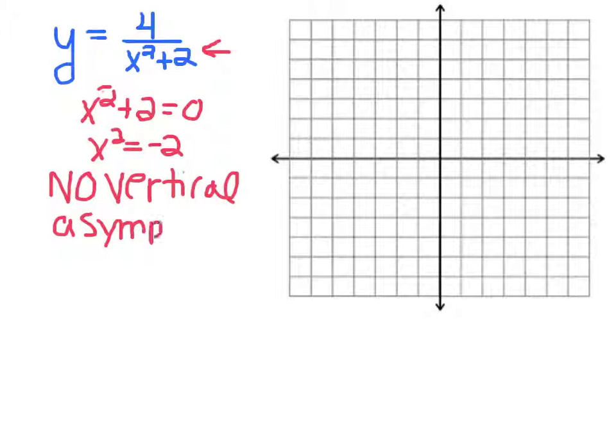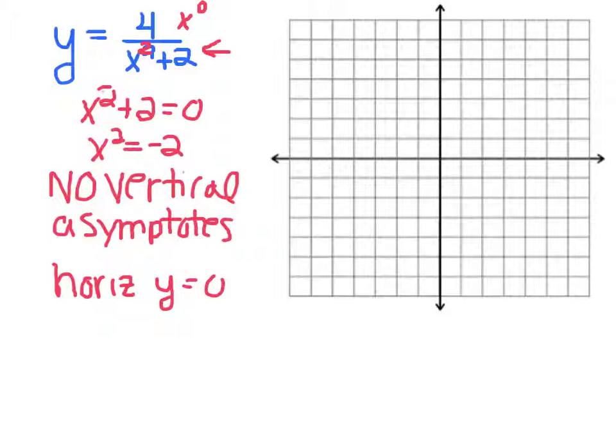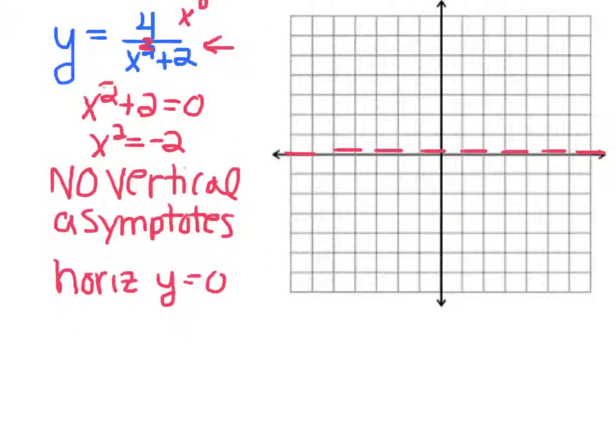So the second thing I look at is the powers on the top and bottom. In this case, the power on the bottom is 2, but there's no power of x on the top. And so since the bottom power is bigger, that makes my horizontal asymptote at y equals 0. So I draw in my only asymptote, y equals 0. Since the only asymptote is y equals 0, there's no restrictions in the domain. So the domain for this function is going to be all real numbers, which in interval notation we write as negative infinity to infinity.